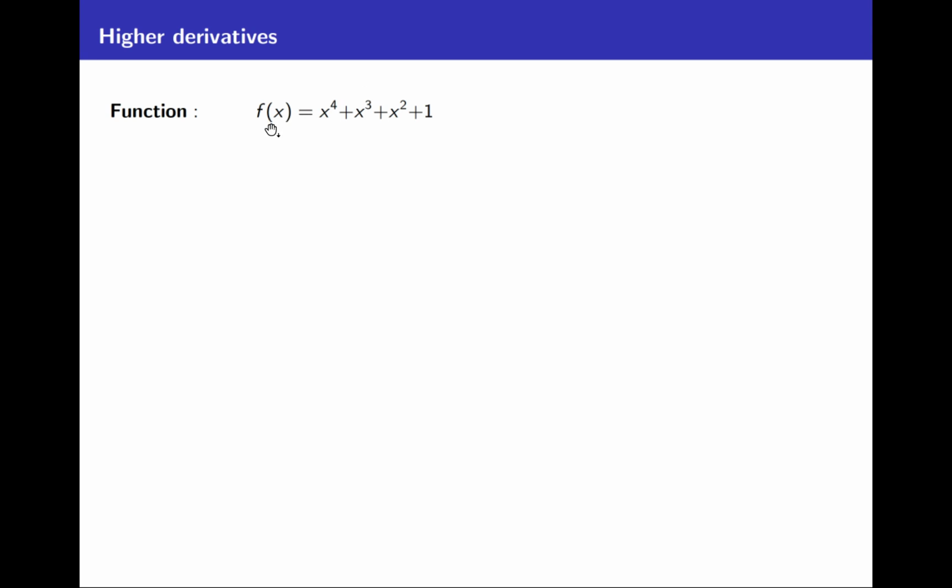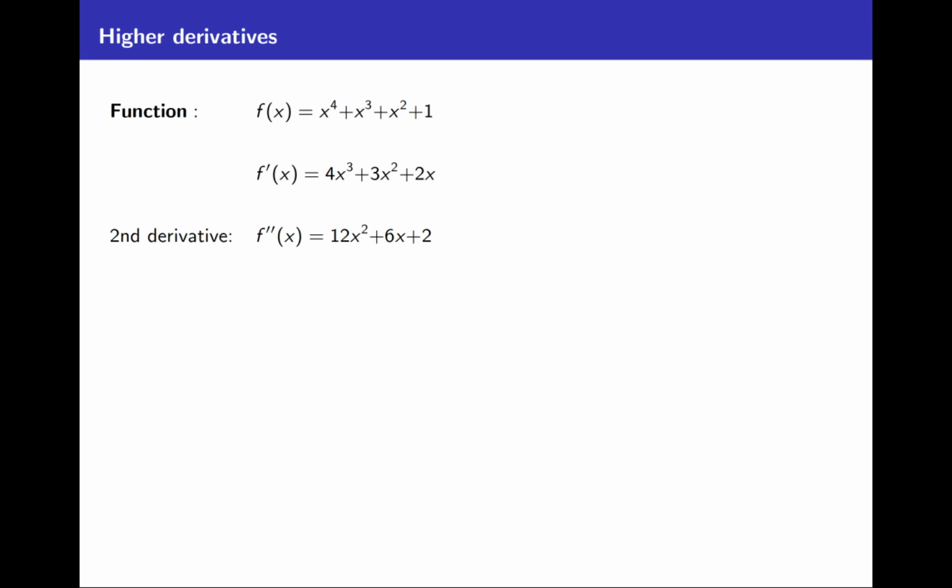If we have a function, say f of x equals x to the fourth plus x cubed plus x squared plus 1, we can take its derivative with familiar rules. F prime of x is 4x cubed plus 3x squared plus 2x. And this derivative, like f, is a function. In fact, it's a polynomial. So we can take its derivative. The derivative of f prime of x would be denoted f prime prime of x. And again, with familiar rules, it's 12x squared plus 6x plus 2. This f prime prime, which is the derivative of f prime, is called the second derivative of f.